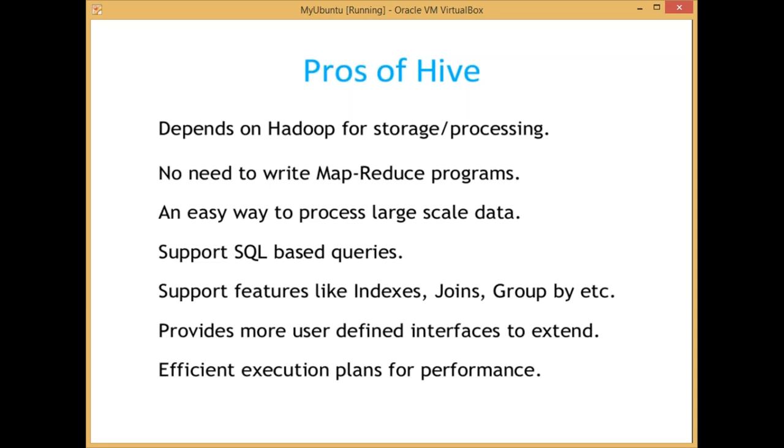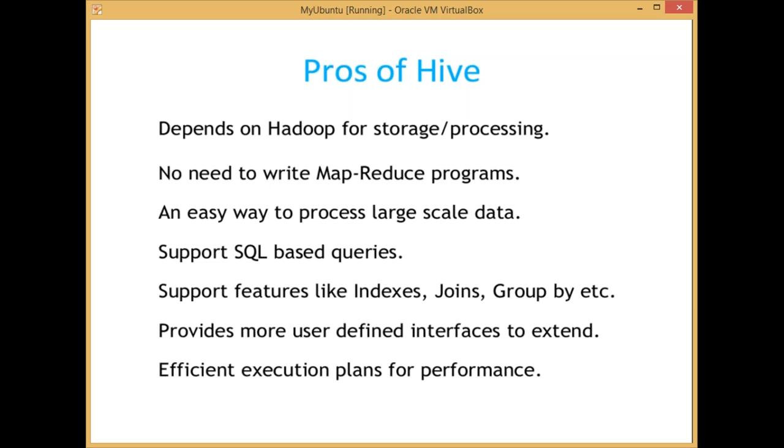And the last but not the least is efficient execution plans for performance. As a user, when we are writing a MapReduce program, that may or may not be the best possible solution. But Hive is properly tested and verified. When Hive is writing a MapReduce program for you, it will consider all the scenarios, it will consider all the performance improvement techniques, and ultimately the MapReduce program which Hive will write for you, that would be the best possible solution for your requirement.